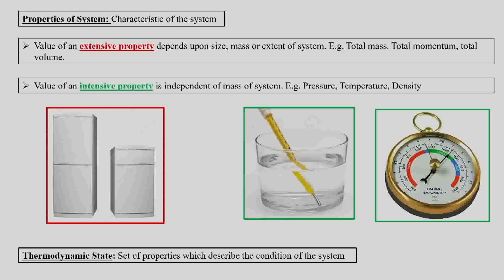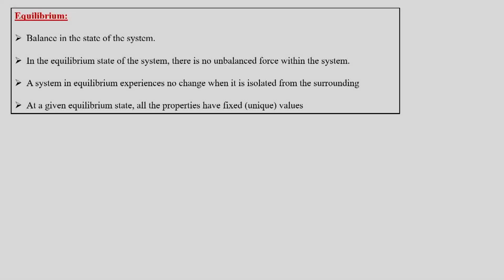So, thermodynamic state. Once we have got some characteristics of the system which are helpful to describe a particular system, then we will describe our system, and that set of properties used to describe the condition of the system is called the thermodynamic state of a system. We say that this system has this set of properties, then accordingly the system's thermodynamic condition is defined. But while defining the thermodynamic condition or state of a system, we have to take care of one thing, which is equilibrium.